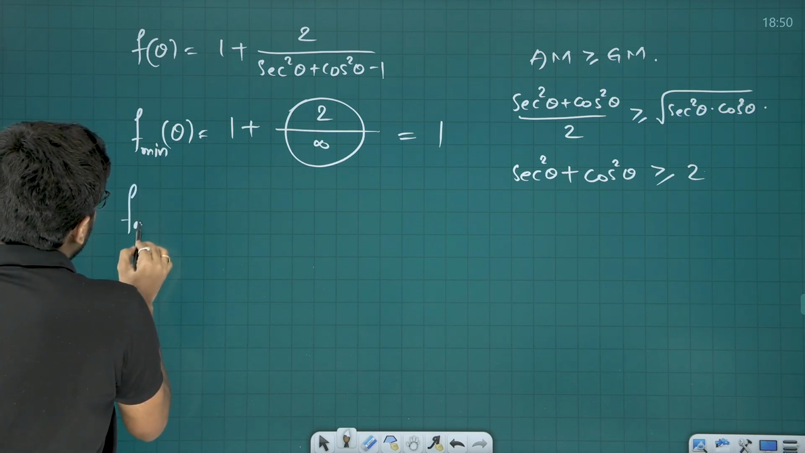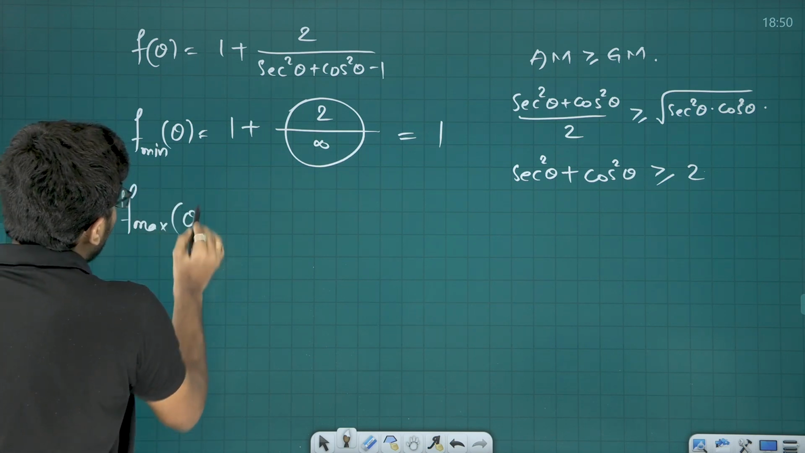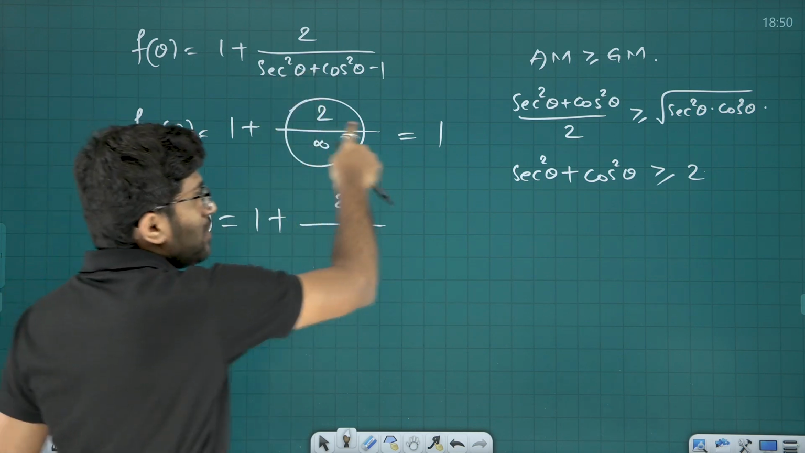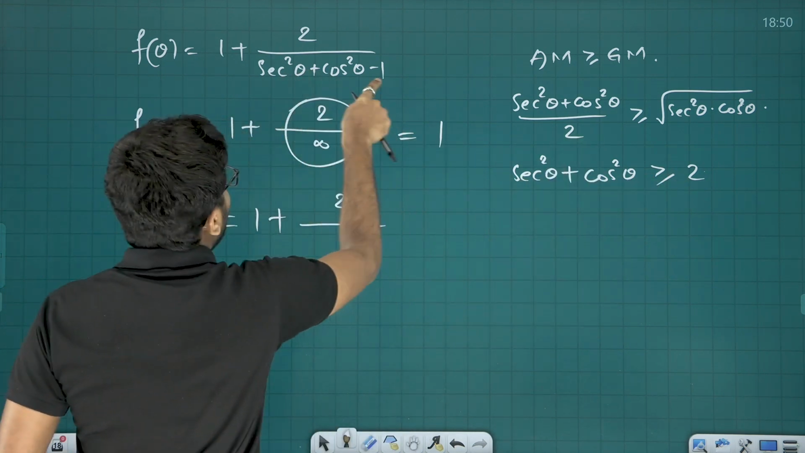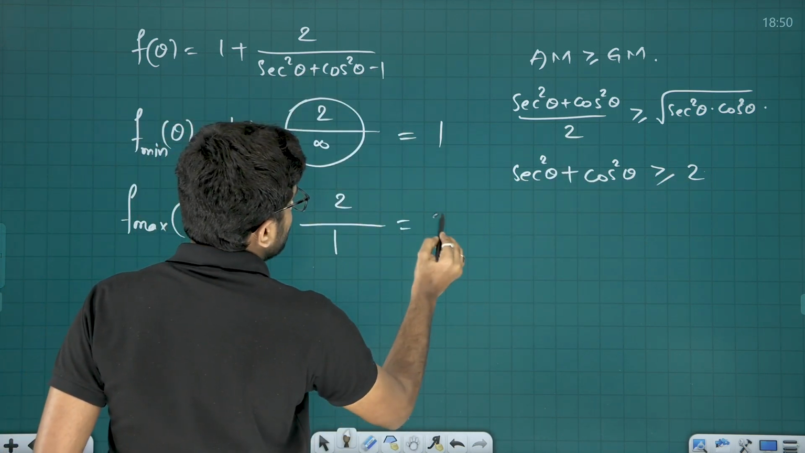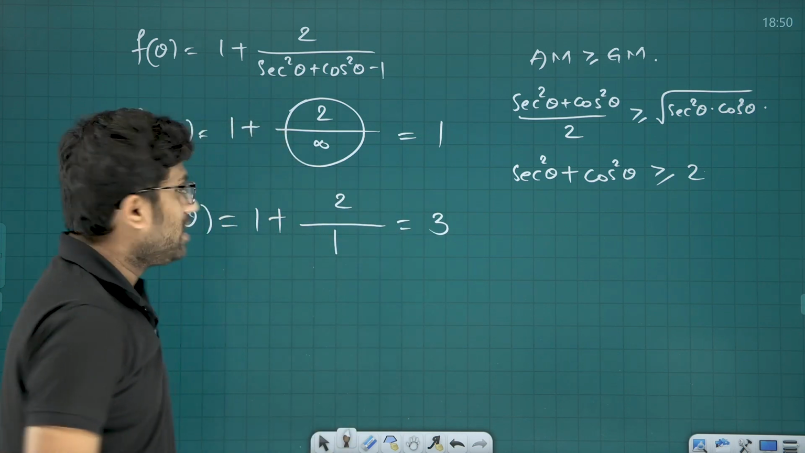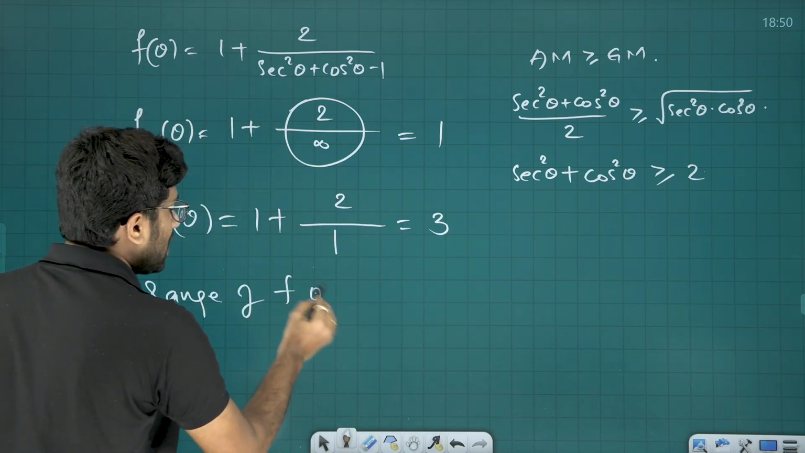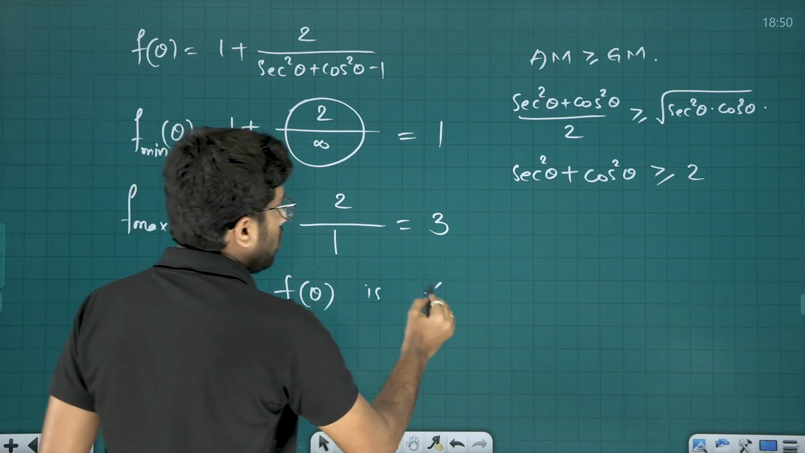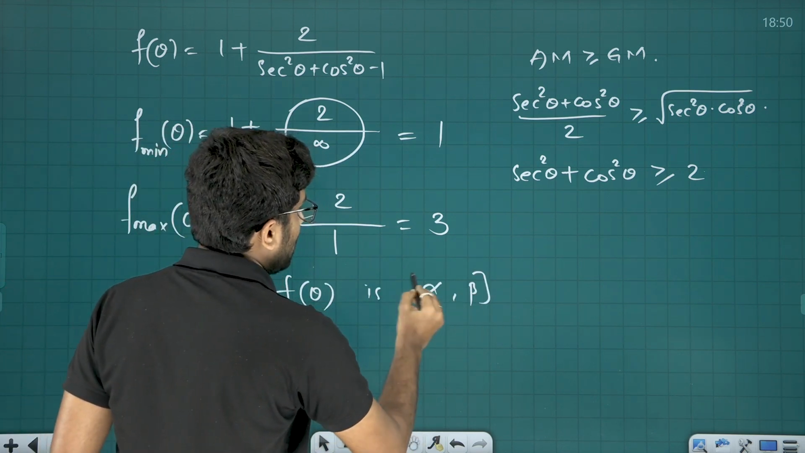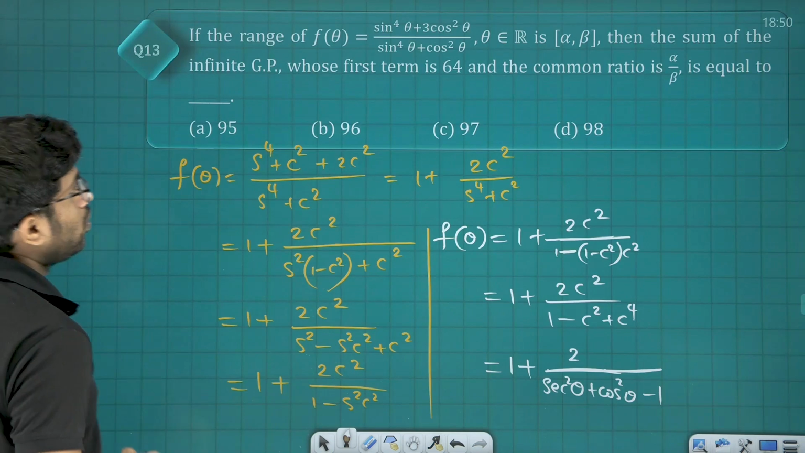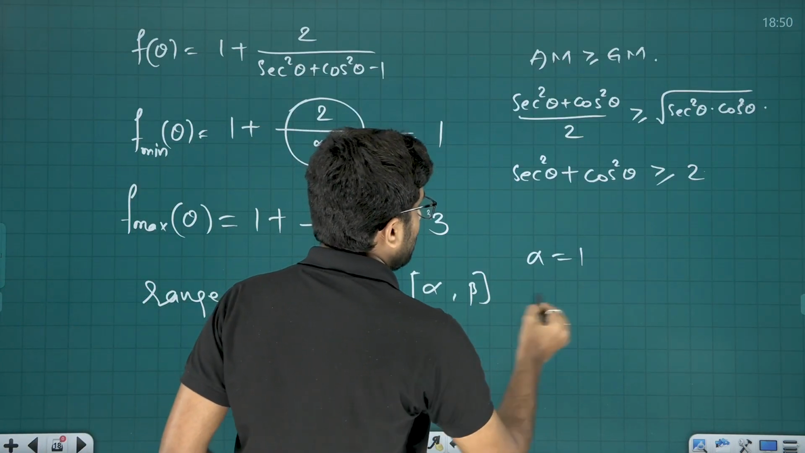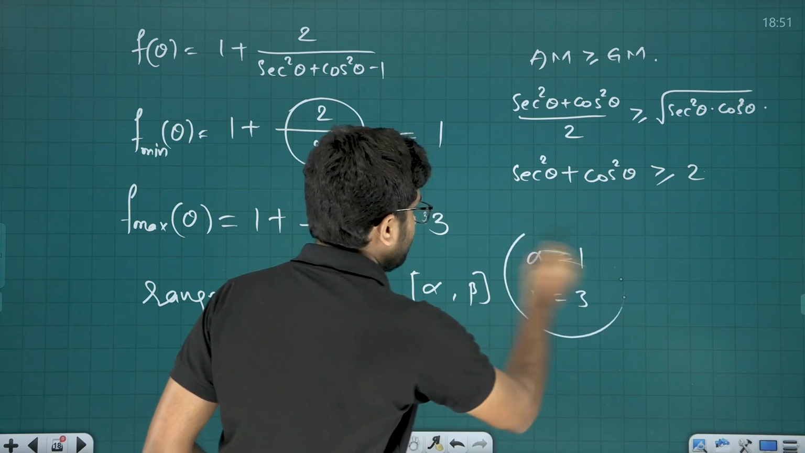and maximum is 1 plus 2 divided by minimum of this. Minimum of this is 2, no? So 2 minus 1 is 1 and 1 plus 2 is 3. Clear? Now they have given the range of f of theta is closed interval alpha comma beta. So that means alpha is 1, beta is equal to 3.